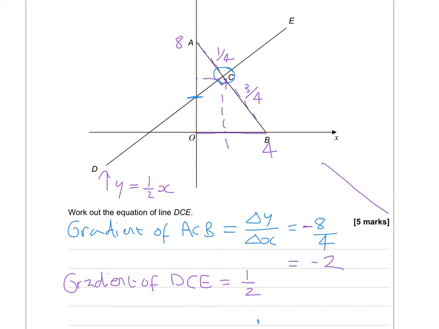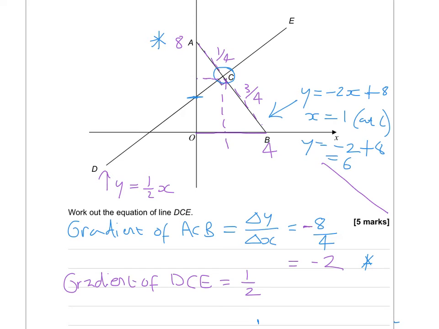Now, at this point here, there are a couple of different ways we can find the y-coordinate of C. We know that the equation of the original line is y equals -2x plus 8. We worked out its gradient over here, and it has a y-intercept of 8. So if x equals 1, which is what happens at C, then y would be equal to -2 plus 8, which would equal 6. So the coordinates of C are 1 and 6.